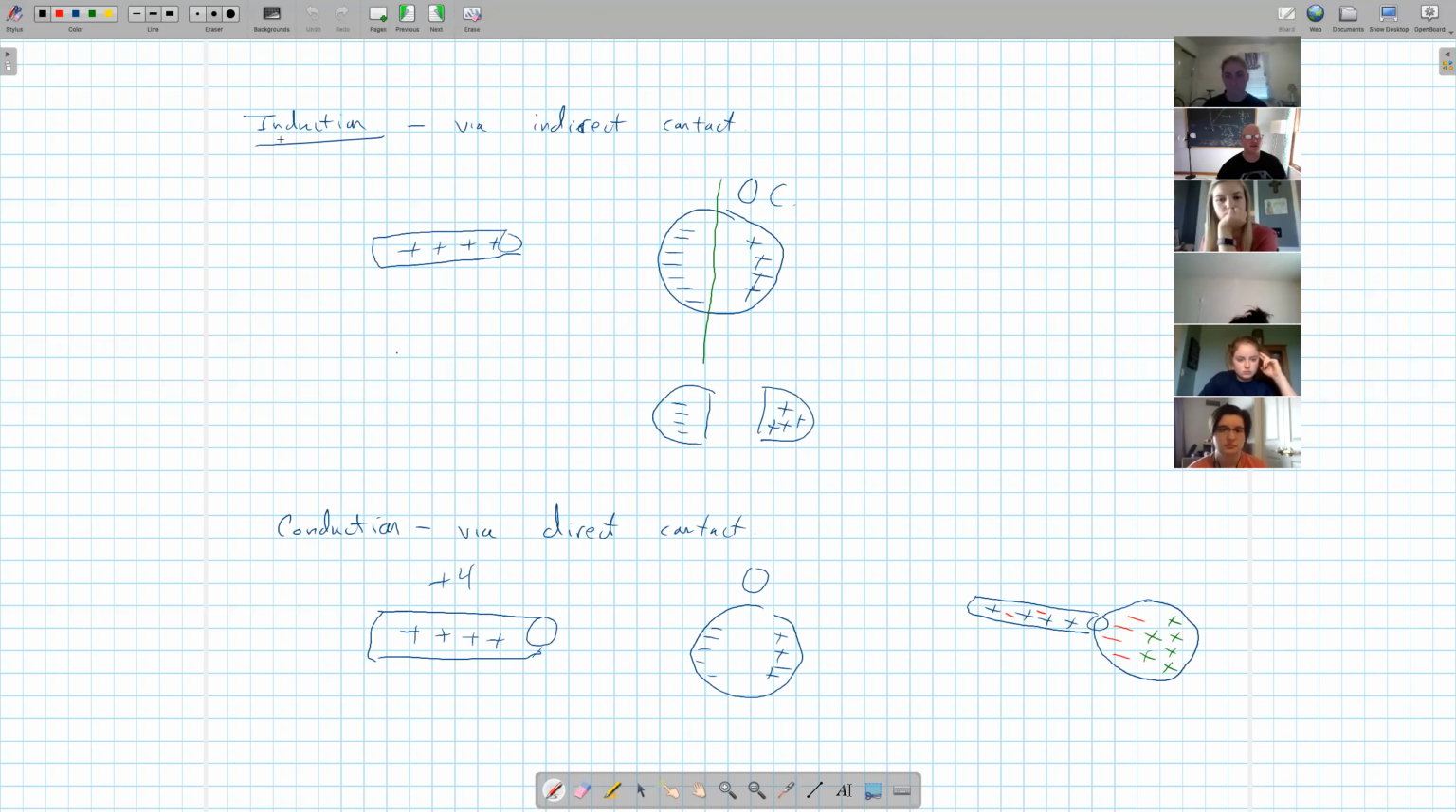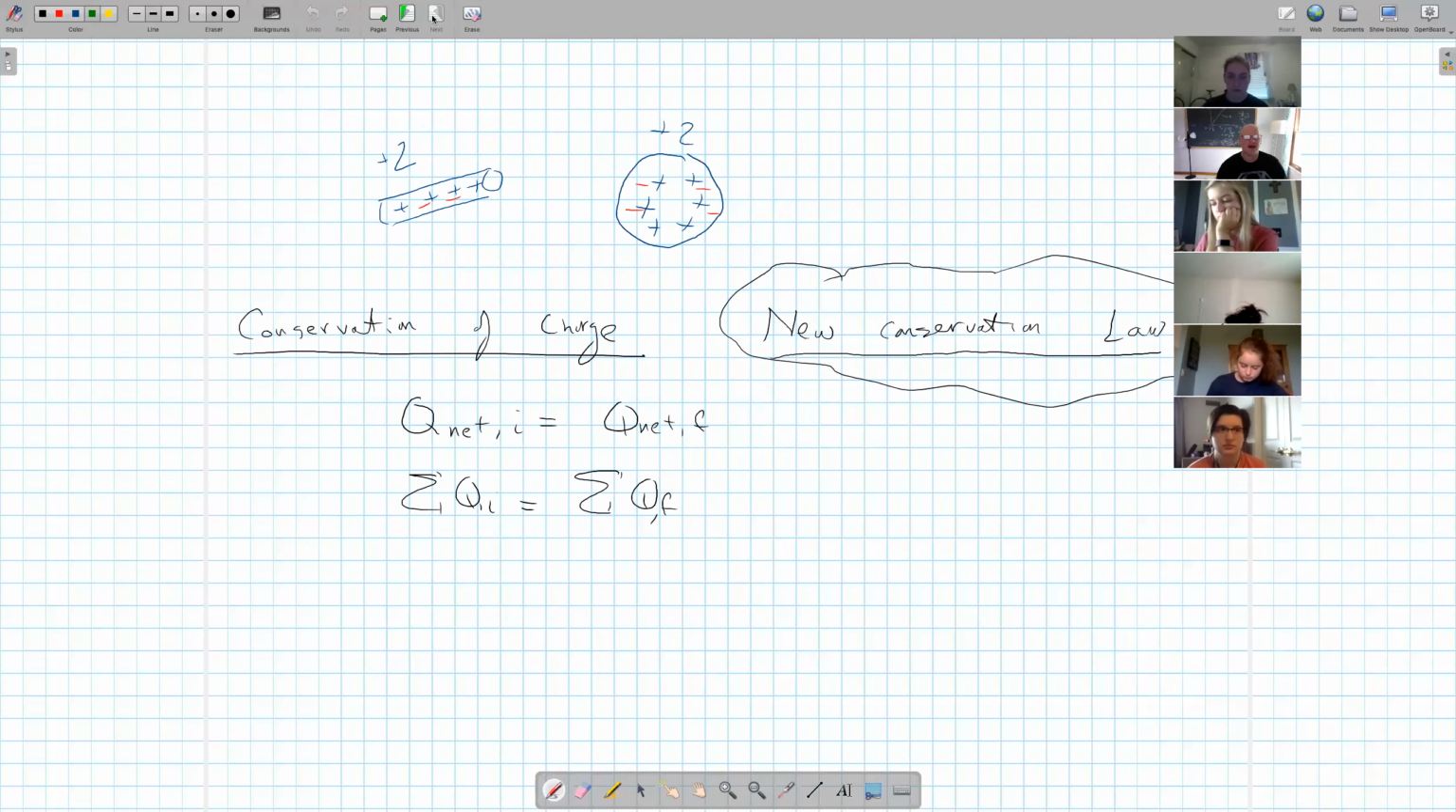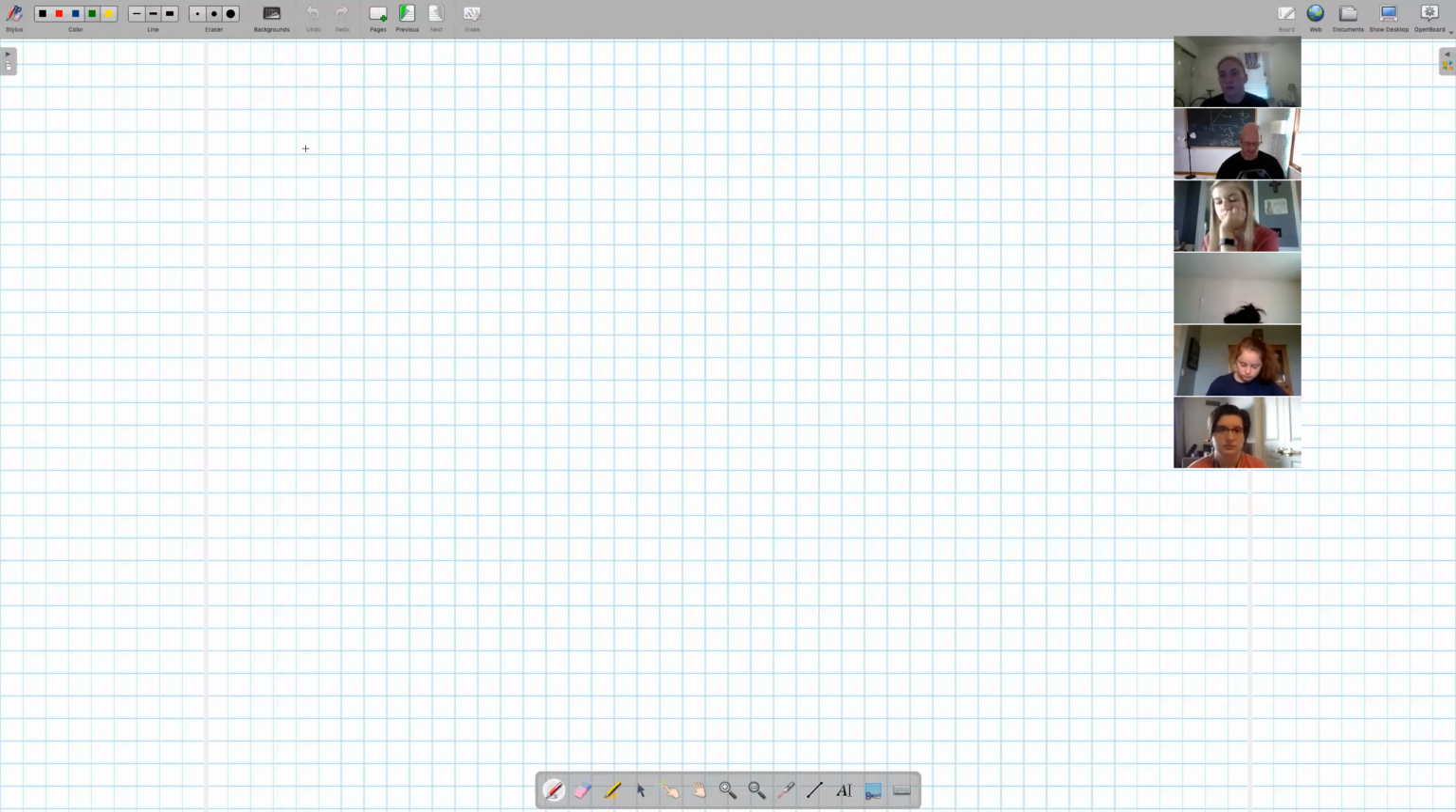Again, we can do induction, where this is what's known as polarization. Here I get charge separation via what's called polarization. Or here, direct contact, where these guys are now sharing charges. Now, whether things are going to share charges or not typically depends on the type of material that we're looking at.